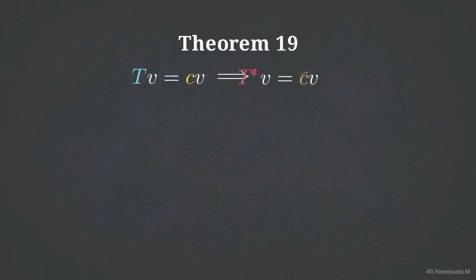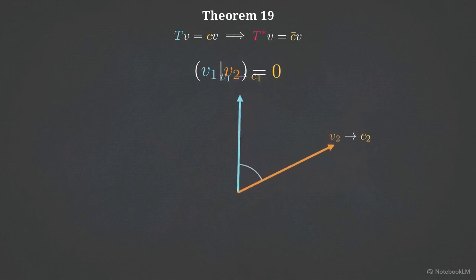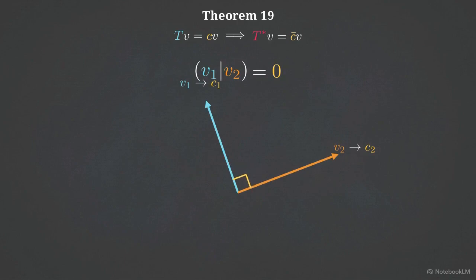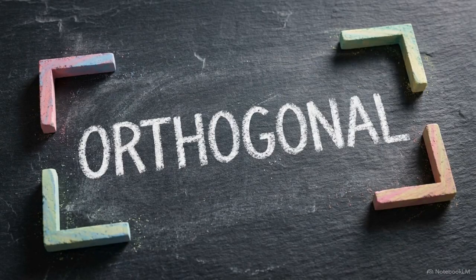To see the mechanics behind this, look at this mathematical relationship from Theorem 19. If a vector is an eigenvector of T with eigenvalue C, it is automatically an eigenvector of the adjoint T star with the complex conjugate of C. Because the operator and its adjoint share these vectors, taking the inner product of two eigenvectors with different eigenvalues forces the result to 0. This mathematical interaction is what physically drives these vectors into a strictly orthogonal arrangement. By expanding beyond real symmetric matrices to include complex spaces with complex eigenvalues, we retain that exact perpendicular structure. We just use normal operators to prove it.